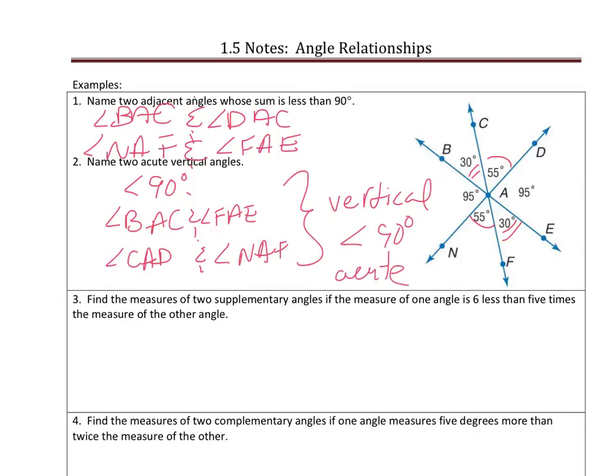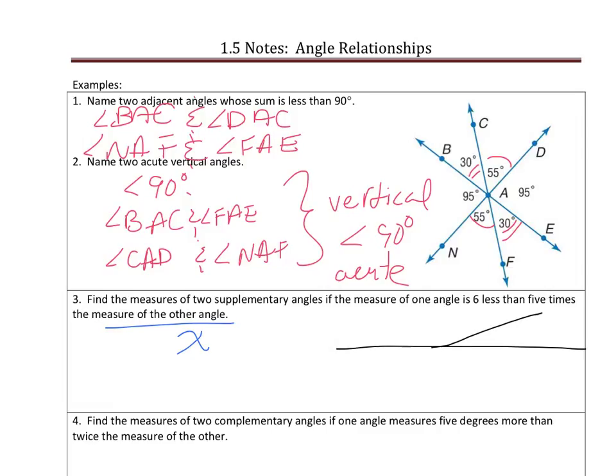Number 3, find the measure of 2 supplementary angles if the measure of one angle is 6 less than 5 times the measure of the other angle. And the best thing to do in this case is to draw 2 supplementary angles. The easiest thing to do is draw a linear pair. We don't know here what this other angle is, so we're going to assign a variable. This other angle is x.